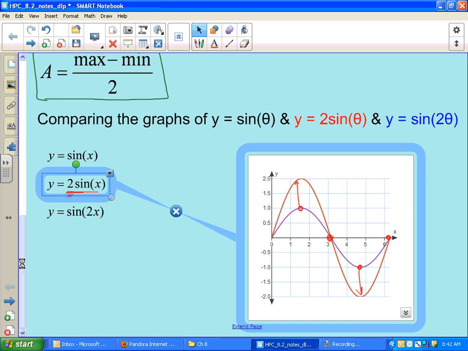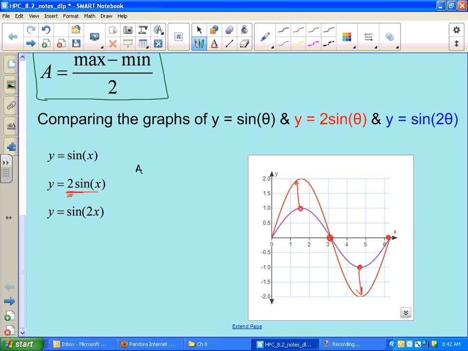Just to look at our equation for amplitude here, amplitude would equal max minus min over 2. And in that new graph, we had a maximum of 2. We had a minimum of negative 2. And we're dividing by 2, so we get a 4 over a 2, or an amplitude of 2. And there it is. There's my amplitude of 2.